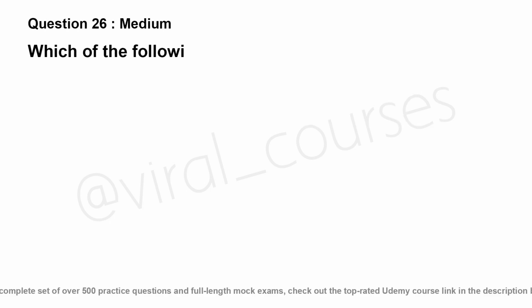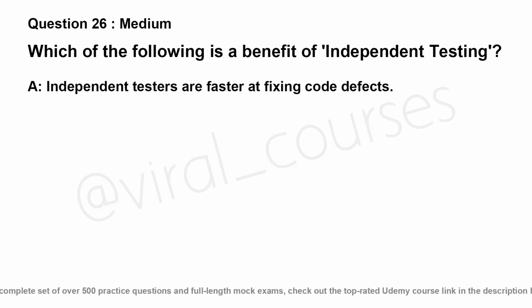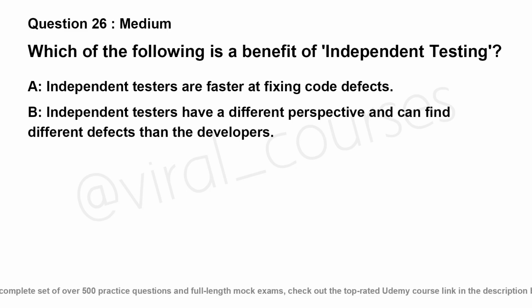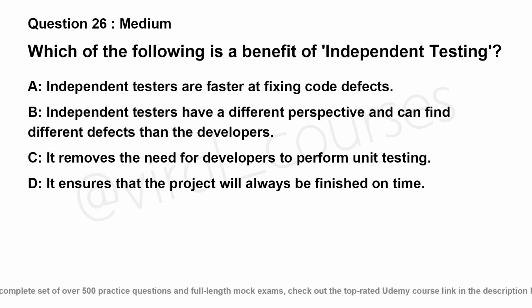Which of the following is a benefit of independent testing? Option A. Independent testers are faster at fixing code defects. Option B. Independent testers have a different perspective and can find different defects than the developers. Option C. It removes the need for developers to perform unit testing. Option D. It ensures that the project will always be finished on time.